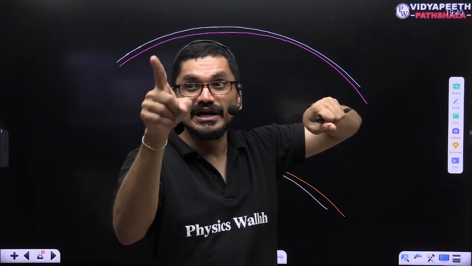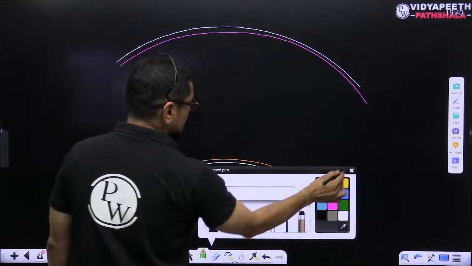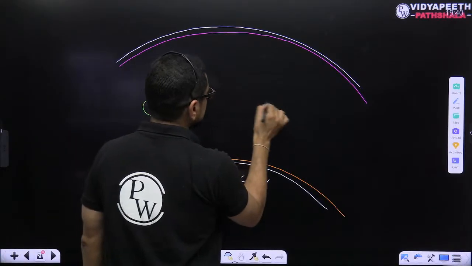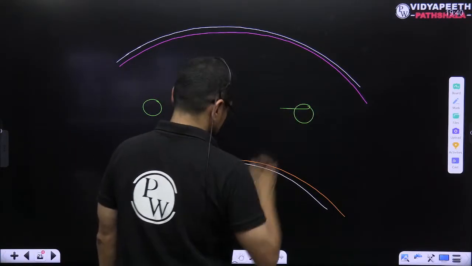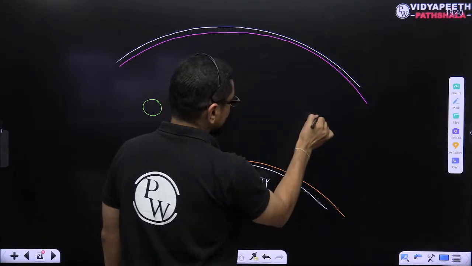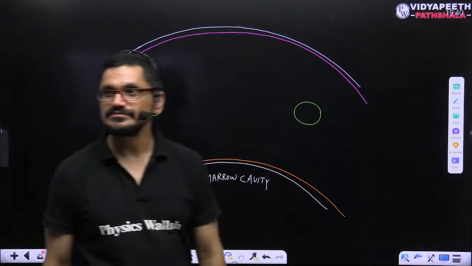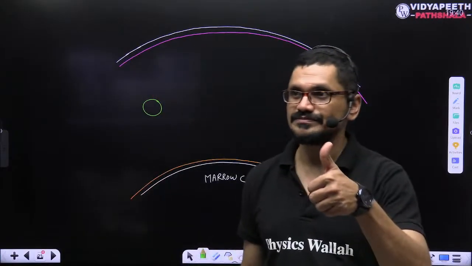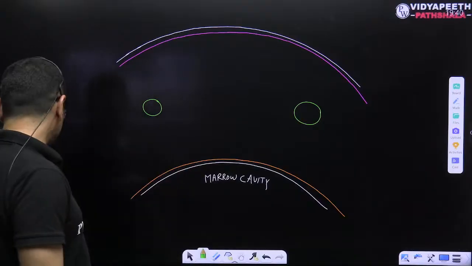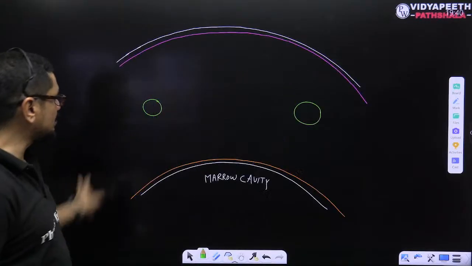You have to remember. And now I will show the circular sections here. See here now. What is this one? The circular one is nothing but the Haversian canals. This is Haversian canal. This is Haversian canal. Is it clear till now? In the previous diagram these were cylindrical, and now they appear circular.